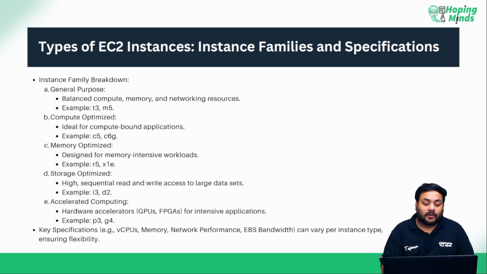Now let's talk about the instance family breakdown. First, the general purpose family has balanced compute, memory and networking resources. For example, we have P3 or M5. These kinds of instances come in the general purpose category. Then we have compute optimized, which includes C5 or C6G. These are just examples of instances. As a beginner, you should not worry about what T3 is or something like that. But there is something called T2 micro, which you are going to use and which you are using right now. Just understand what compute optimized and memory optimized are.